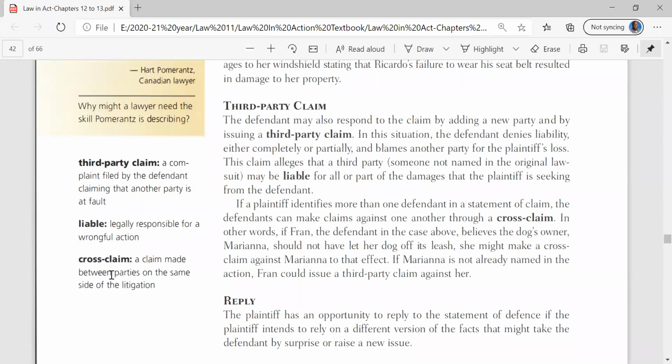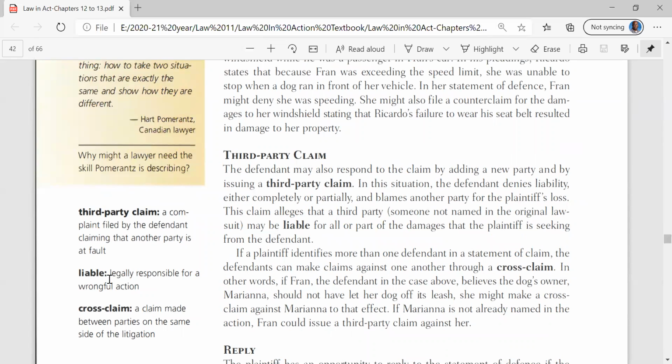So again, you can find out more about this, right? The only thing I want to add here is what's called a third-party claim, and that's if the defendant may also respond to the claim by adding a new party and by issuing a third-party claim. In this situation, the defendant denies liability either completely or partially and blames another party for the plaintiff's loss. This claim alleges that the third party, someone not named in the original lawsuit, may be liable for all or part of the damages that a plaintiff is seeking from the defendant.